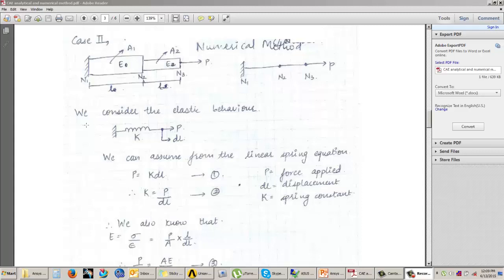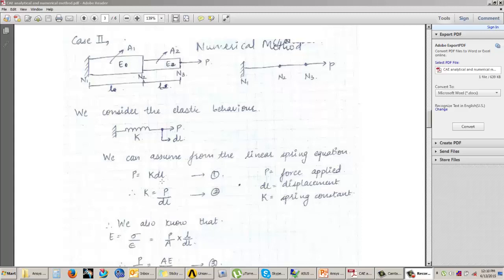At the start of the numerical method, we will first consider the elastic behavior of a linear spring equation. If you can see over here, we have drawn one linear spring whose stiffness is K. The load applied at the end of the spring is P, because of which there is a change in length called dL. The linear spring equation states P is equal to K dL, where P is the force applied, dL is the change in length, that is the displacement, and K is the stiffness of the spring, that is the spring constant.